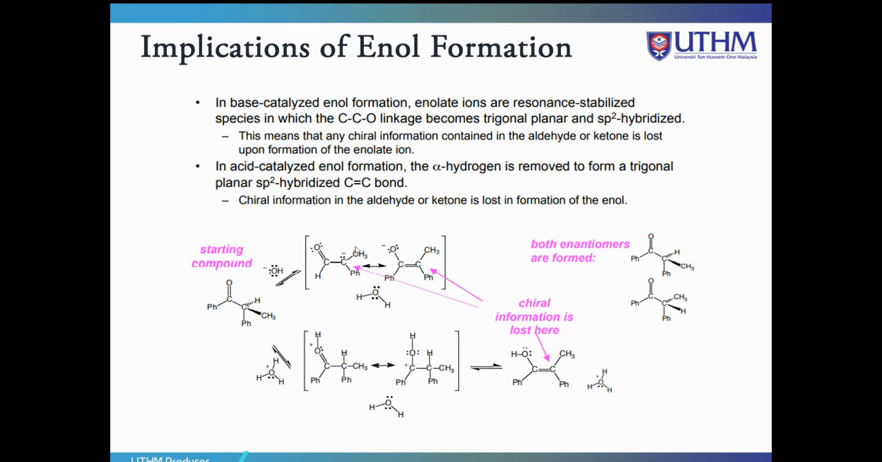This example illustrates the formation of enol. This shown here is the starting compound. The chiral information is lost here. This is presented here, so both enantiomers are formed.